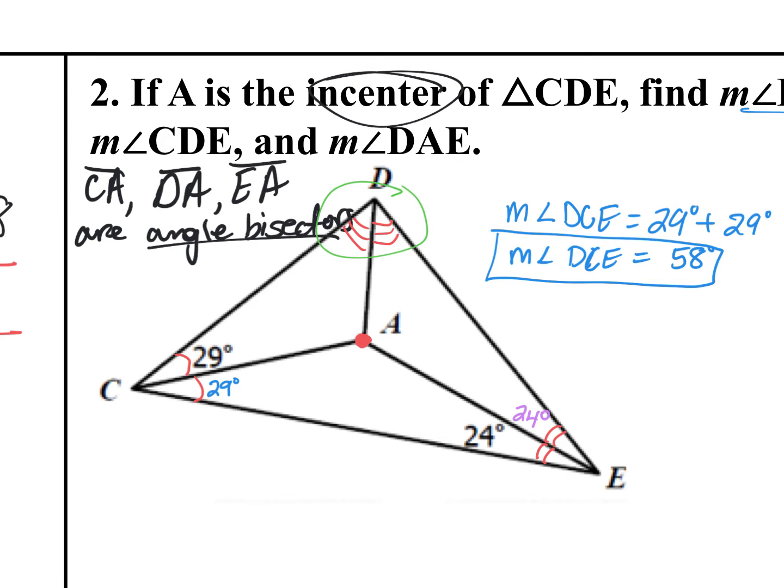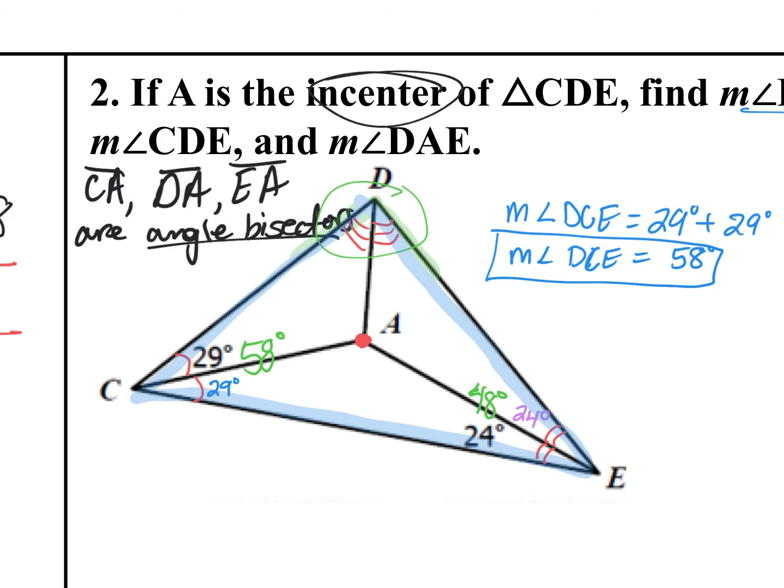So in order to find the whole entire angle, let me highlight it. This whole angle right here, I'm going to use the bigger triangle. I'm going to use the angles of the big triangle, meaning I'm going to use the 58. Then I'm going to use this whole entire angle here, which is 24 plus 24, which is 48. I'm going to add those two together and subtract that from 180.